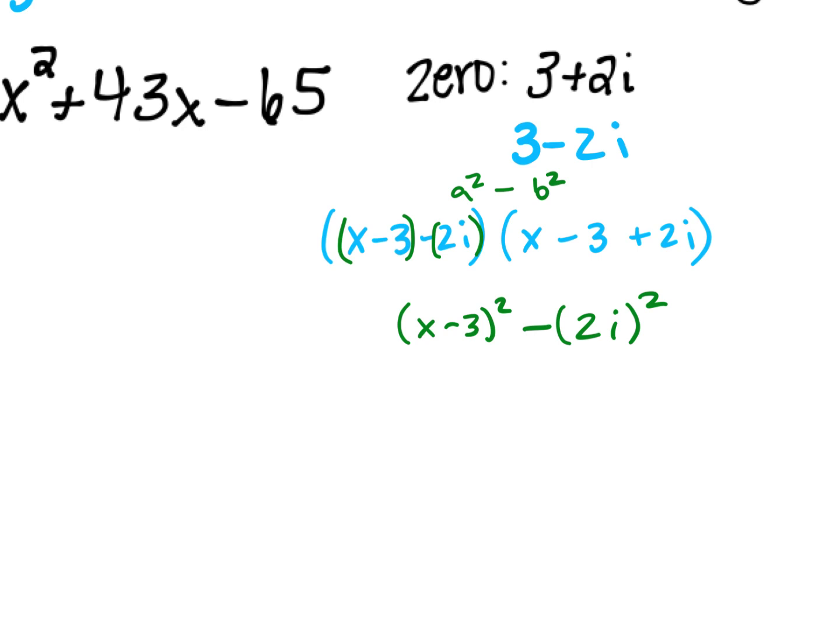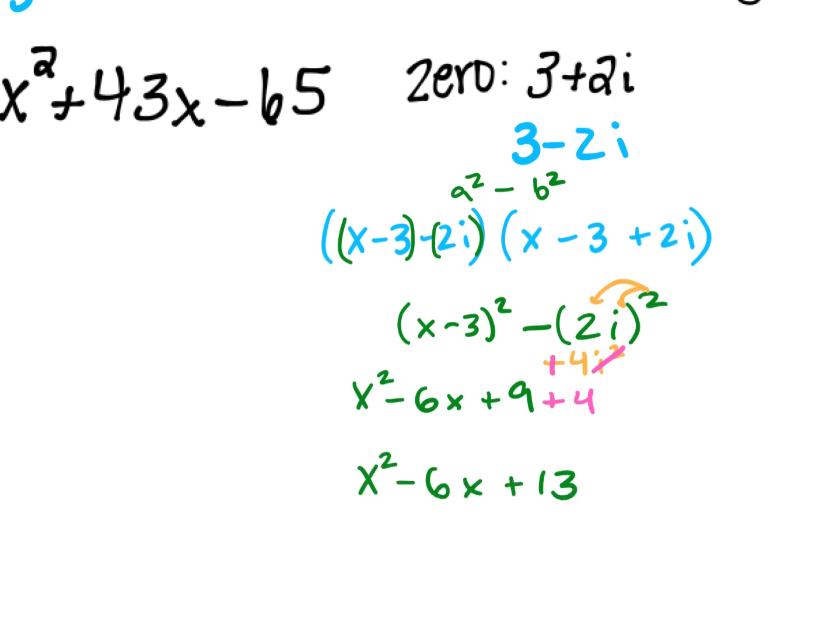So we're going to FOIL out x minus 3. We get x squared minus 6x plus 9. What do I do for the minus 2i squared? Distribute the squared. So 2 squared is 4. So we get 4i squared. What does i squared turn into? Negative 1, so it makes it a plus 4. So we get x squared minus 6x plus 13. So this is one of our factors.